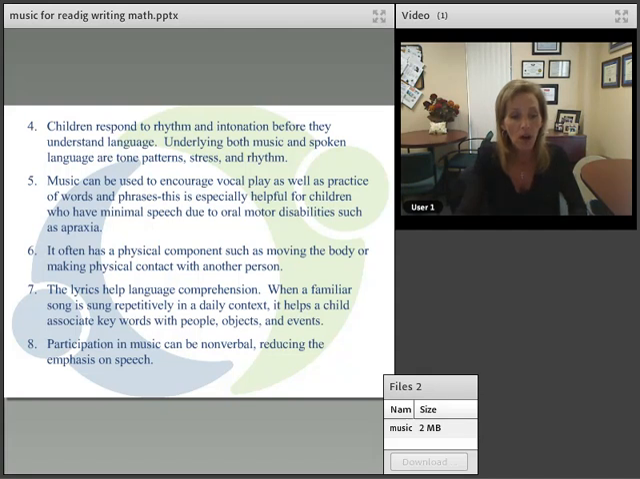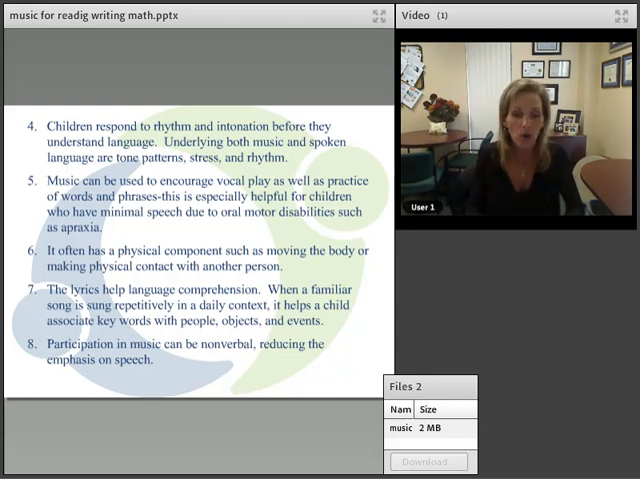Also, music often has a physical component to it, such as moving the body, making physical contact with another person, sharing an instrument, or being part of a group playing an instrument. The lyrics in itself help language comprehension. And when you sing a familiar song repeatedly in the daily context of the child's life, the child is now able to make associations with key words. So we might sing a song about brushing our teeth, or we may sing a song about making our bed.